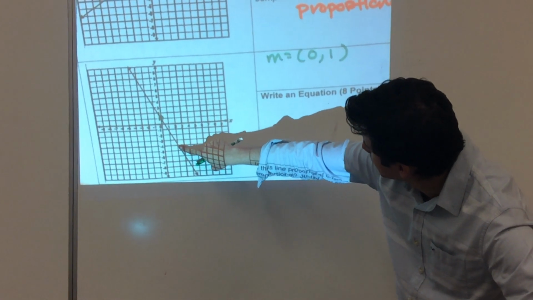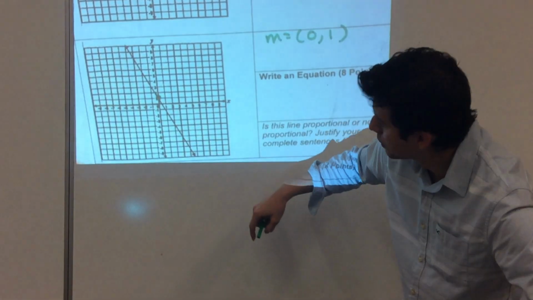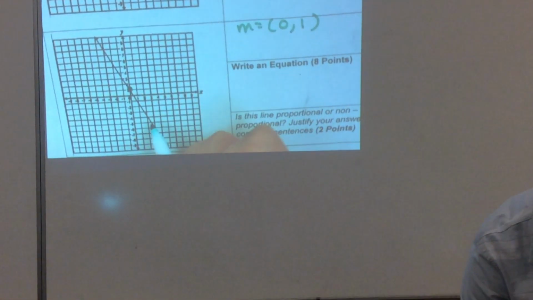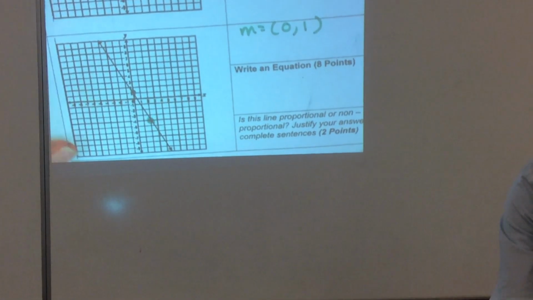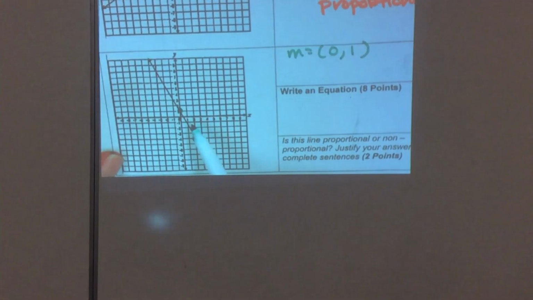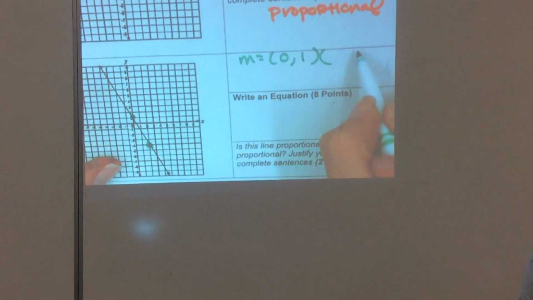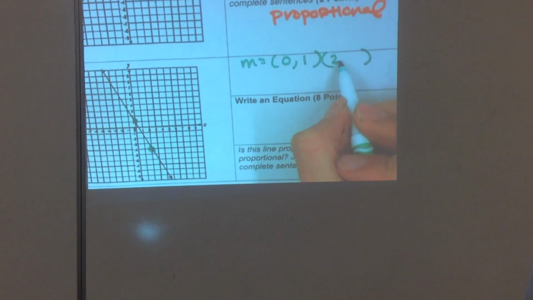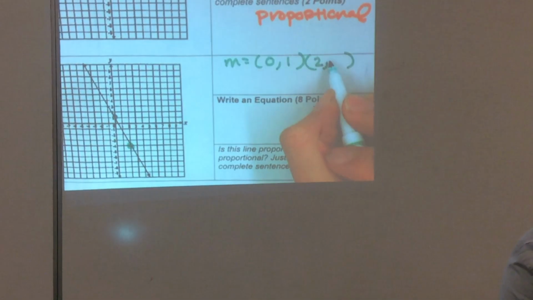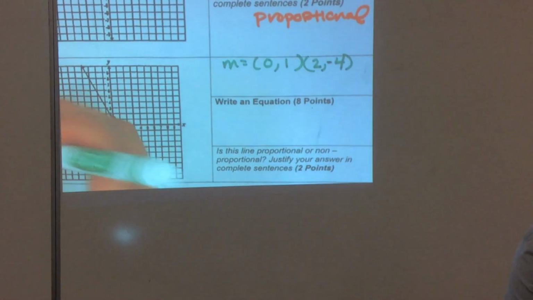Is that a corner point? 2, -4? Yeah. Okay, so to reach that point right here, how many did I have to go to the right? 2. So because I went to the right, is that positive or negative? Positive. Good. Because I went down, is that positive or negative? Negative. Good. Let's quickly go over this one.